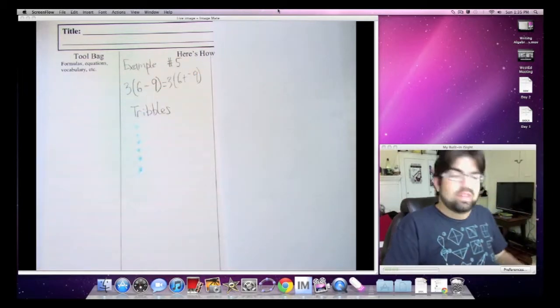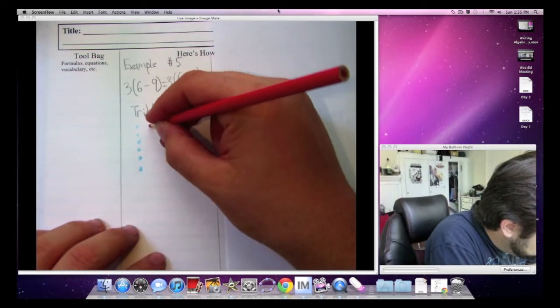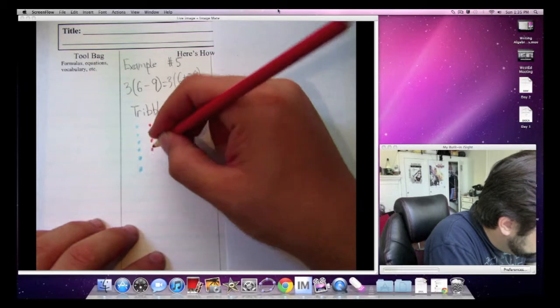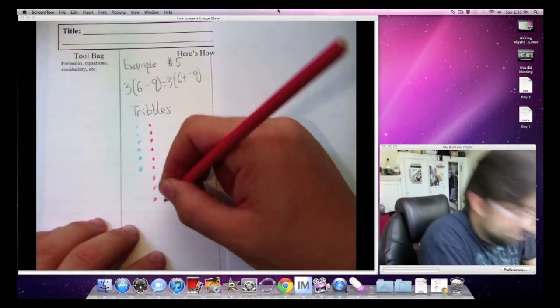Sorry if this is showing up a little light. Darken that up a little bit. Okay. Now I have 9 evil triples. 1, 2, 3, 4, 5, 6, 7, 8, 9.